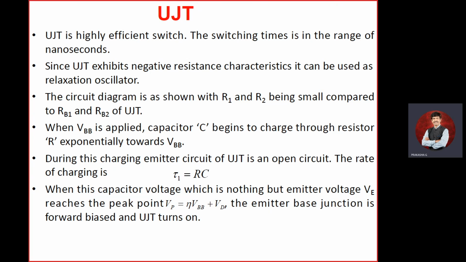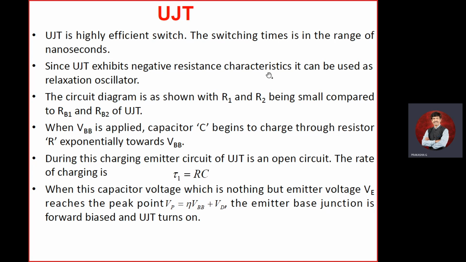UJT is basically a switch. It can be used as a switch, as an amplifier circuit, as an oscillator circuit, everything is possible. But it is highly efficient compared to your other circuits like diodes. A diode is also a switch, but UJT switching happens in the range of nanoseconds. In diodes it was not happening in nanoseconds; it was happening in microseconds or even milliseconds. But UJT is faster compared to your diodes.